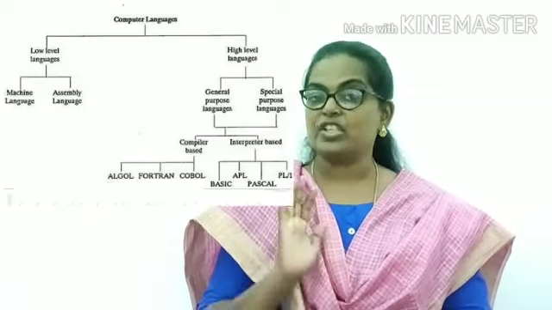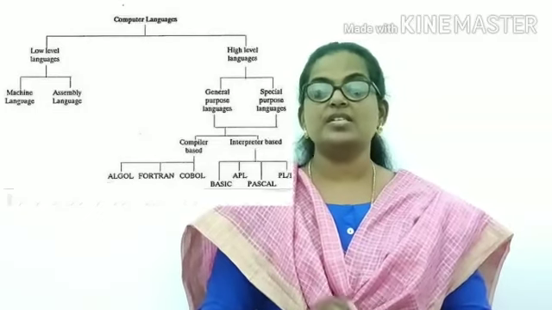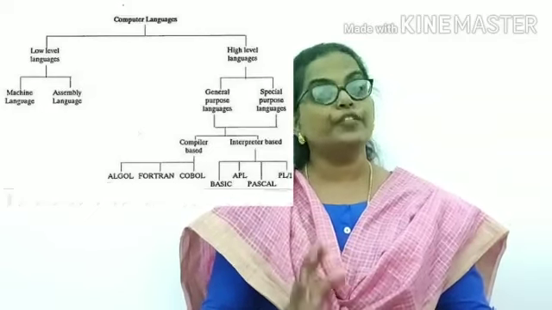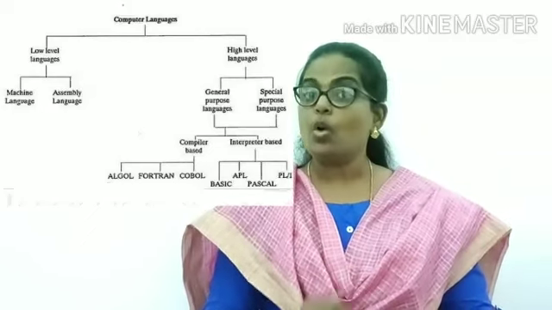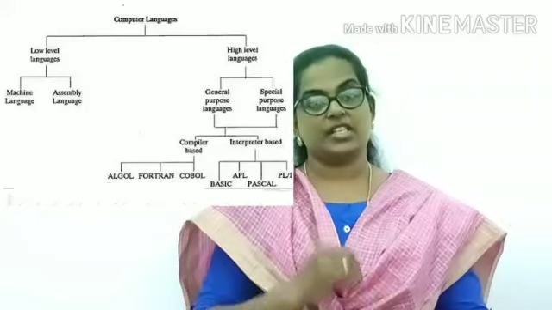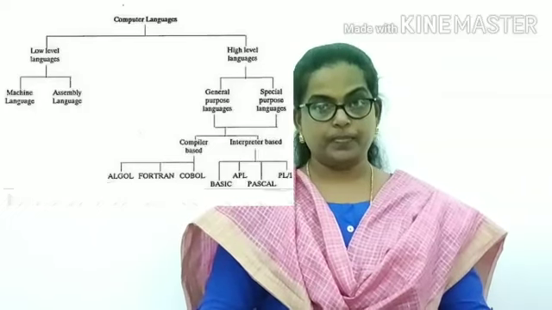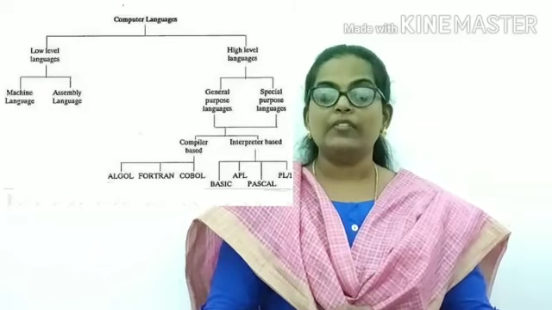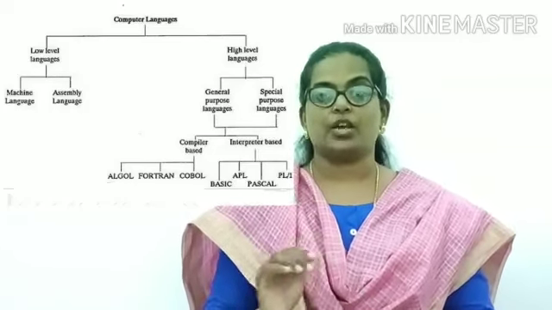The computer has 5 generations. First generation, second generation, third generation, fourth generation and fifth generation. Now we are using the fourth generation computer. In the first generation computer, the low-level language like the machine language is used.